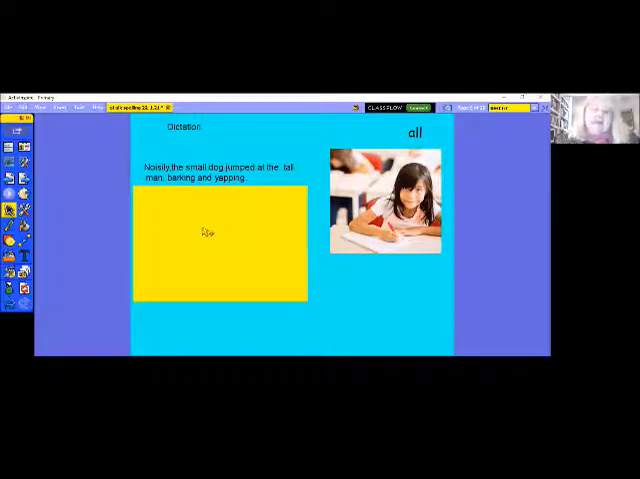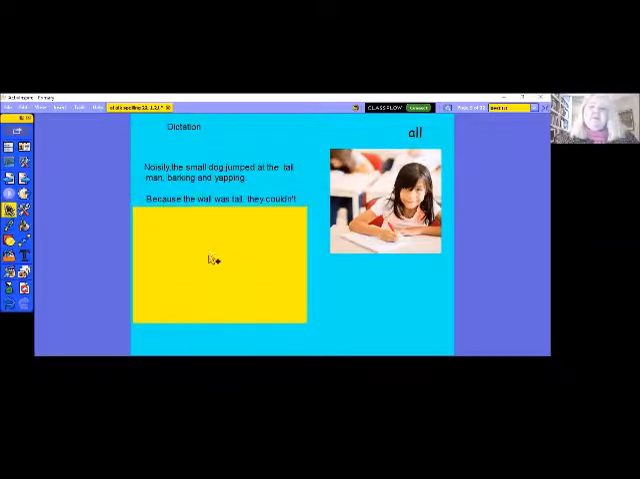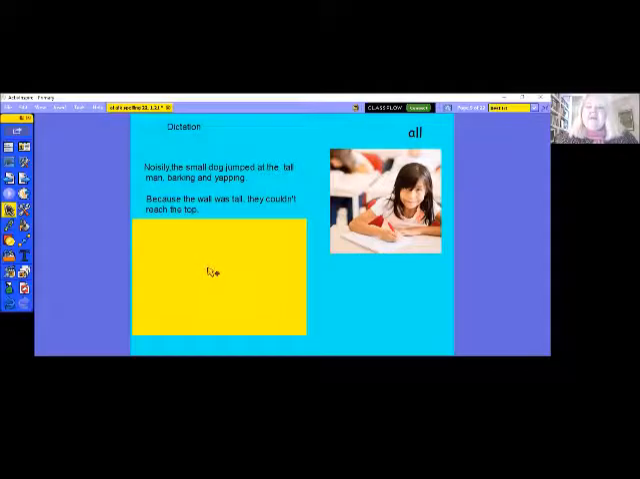Let's try the next one. Because the wall was tall, they couldn't reach the top. Because the wall was tall, they couldn't reach the top. There we are. Because the wall was tall, they couldn't reach the top.